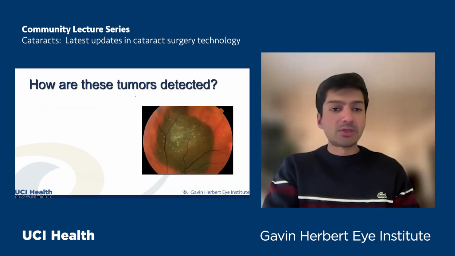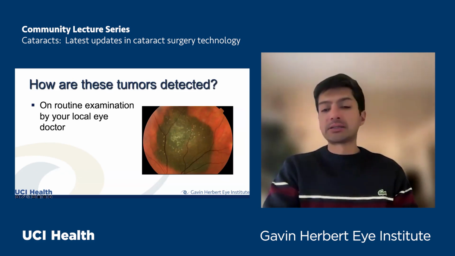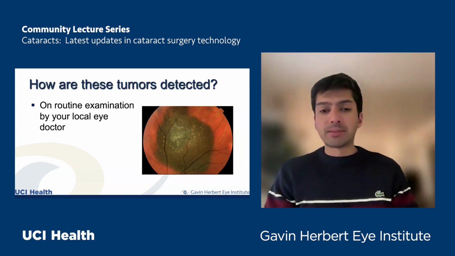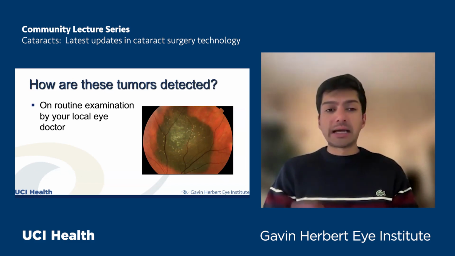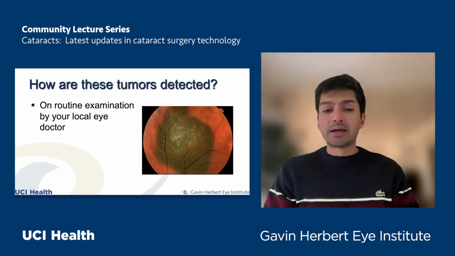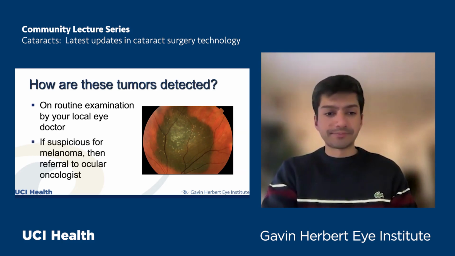So how do we detect these tumors? This is by routine examination by your local eye doctor. It does not need to be a specialist. It can be your general eye doctor, general optometrist. They dilate your eyes, or they take a photo, and they see a brownish, dark brown, or sometimes lighter coloration of the retina, and we call that a nevus.